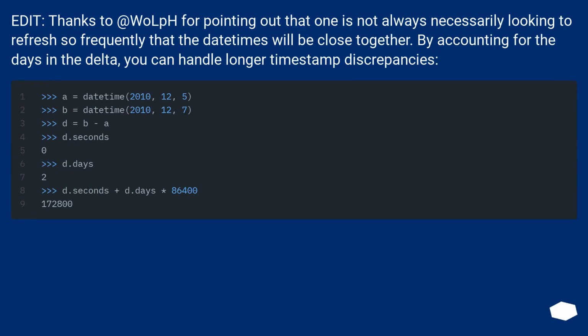Edit. Thanks to @wolf for pointing out that one is not always necessarily looking to refresh so frequently that the datetimes will be close together. By accounting for the days in the delta, you can handle longer timestamp discrepancies.